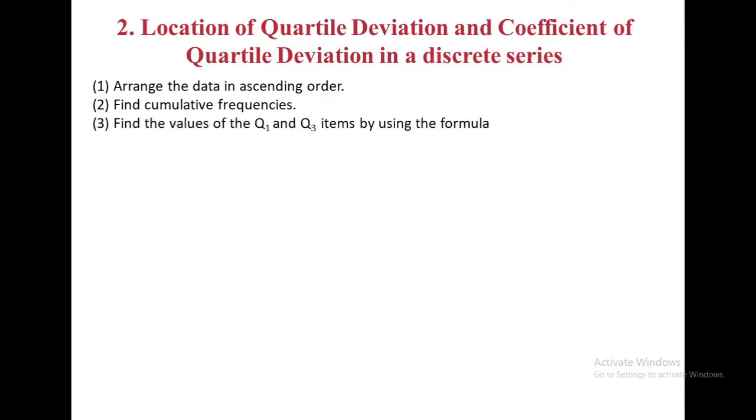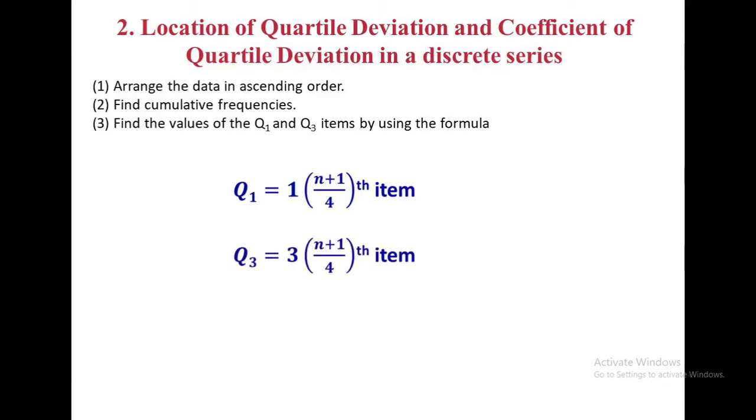There are various steps to calculate. First of all, we have to arrange the data in ascending order. Then we have to find out the cumulative frequency. Then we have to find out the values of quartile 1 and quartile 3 items by using the formula: quartile 1 is the (1 × (n + 1)/4)th item and quartile 3 is the (3 × (n + 1)/4)th item, where n stands for sample size.